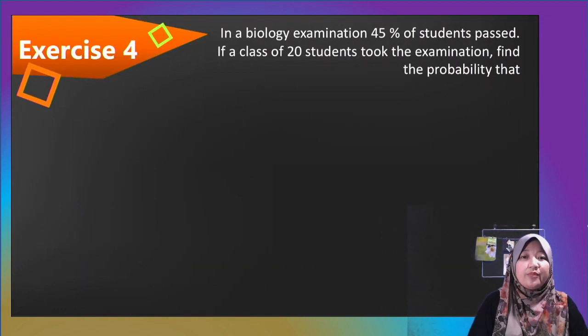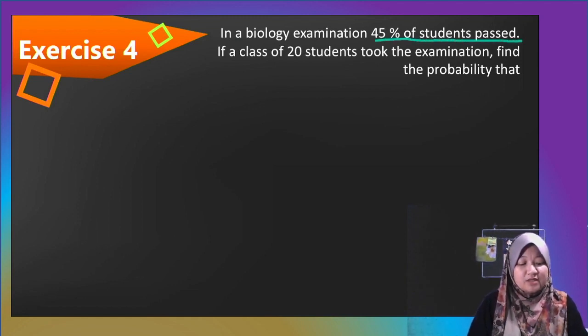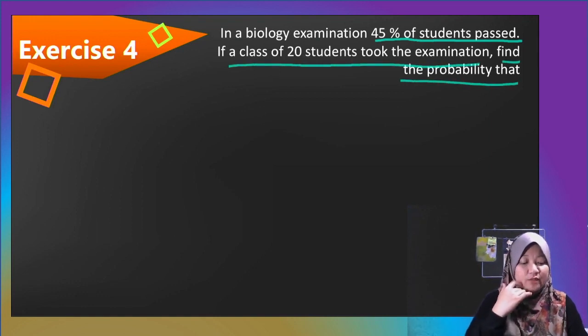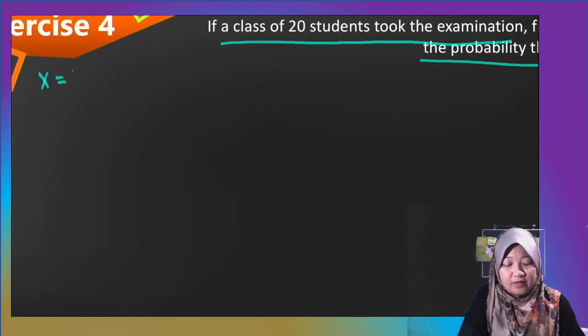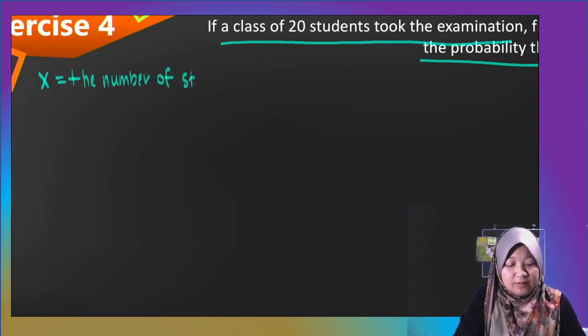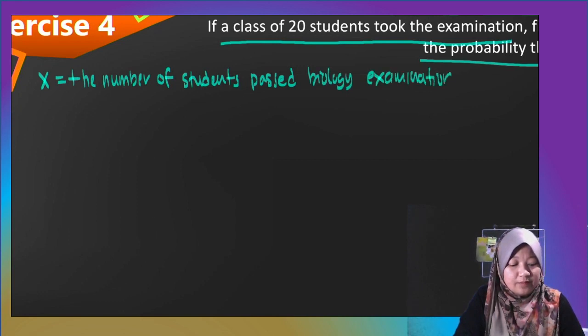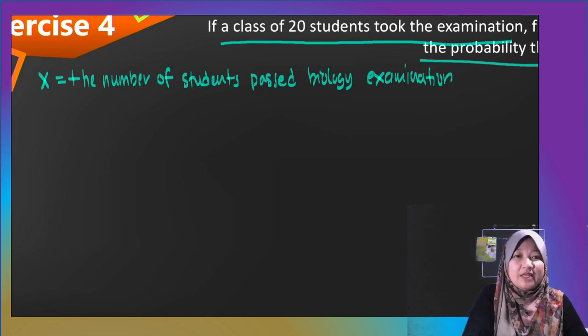Okay, exercise 4. In a binomial examination, 45% of students passed. If a class of 20 students took the examination, find the probability that. Okay, kita define dulu. Okay, apa yang dia mention dekat sini? Apa dia successful event dia? Okay, X adalah the number of student passed biology examination. Okay, apa yang dia mention tu adalah successful event dia. Okay, so kita tulis X the number of student pass biology examination.